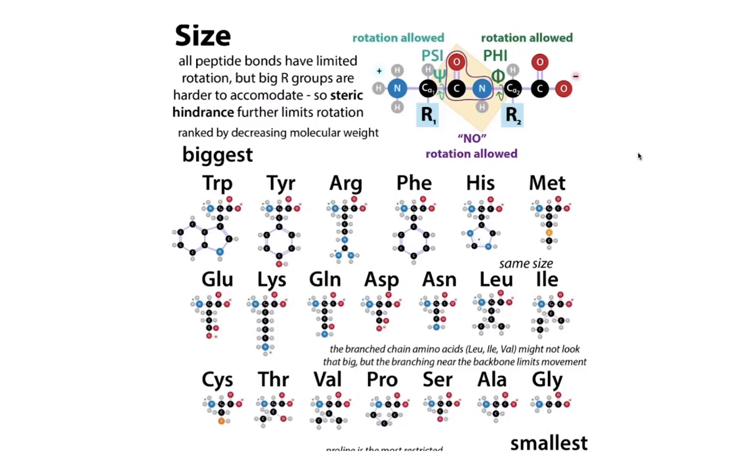Just know that the size of the side chain is also going to influence the angles that things can take, providing yet another link between our primary structure and our secondary structure.